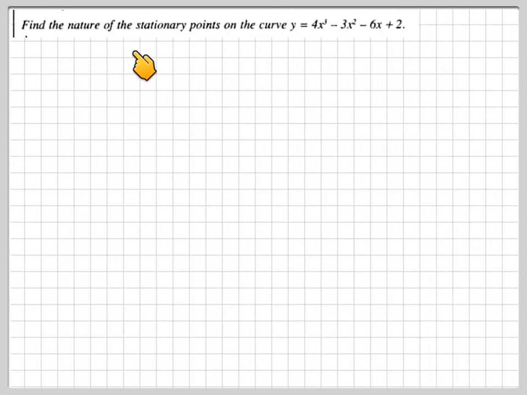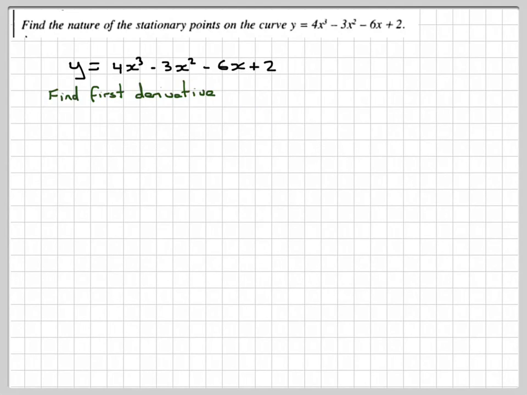Find the nature of the stationary points on the curve y is equal to 4x cubed minus 3x squared minus 6x plus 2. So we've got y is equal to 4x cubed minus 3x squared minus 6x plus 2. So first of all, find the first derivative.